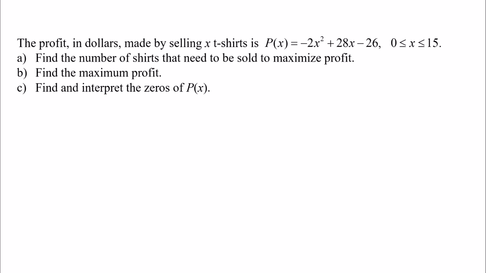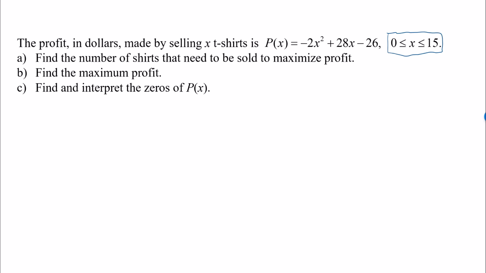The profit in dollars made by selling x t-shirts is given by this polynomial, and we have a restriction on the domain between 0 and 15. Find the number of shirts that need to be sold to maximize profit. Okay, let's think about what we've got going on here.